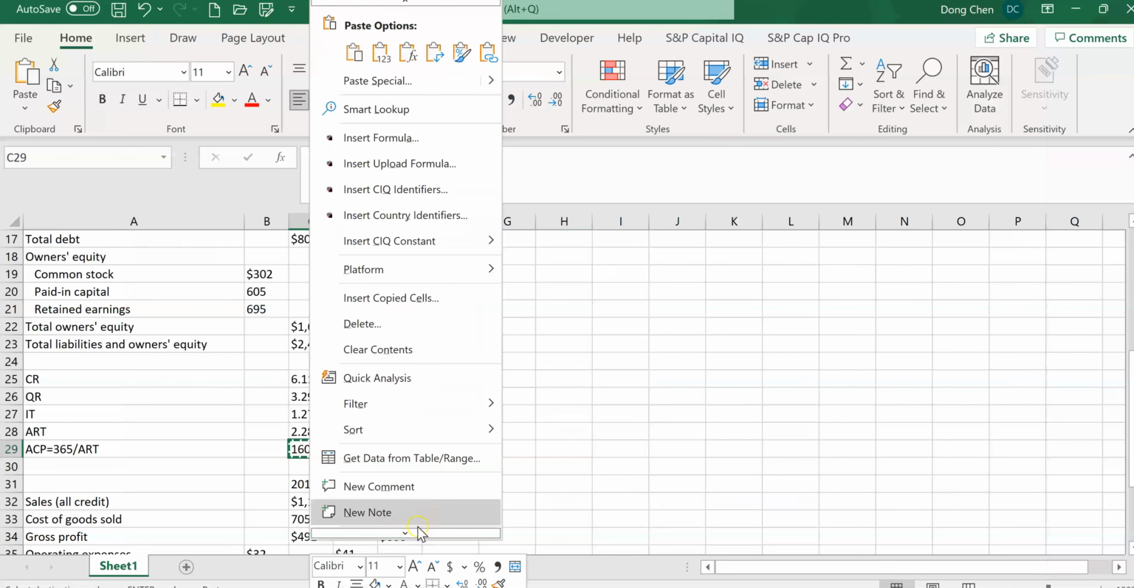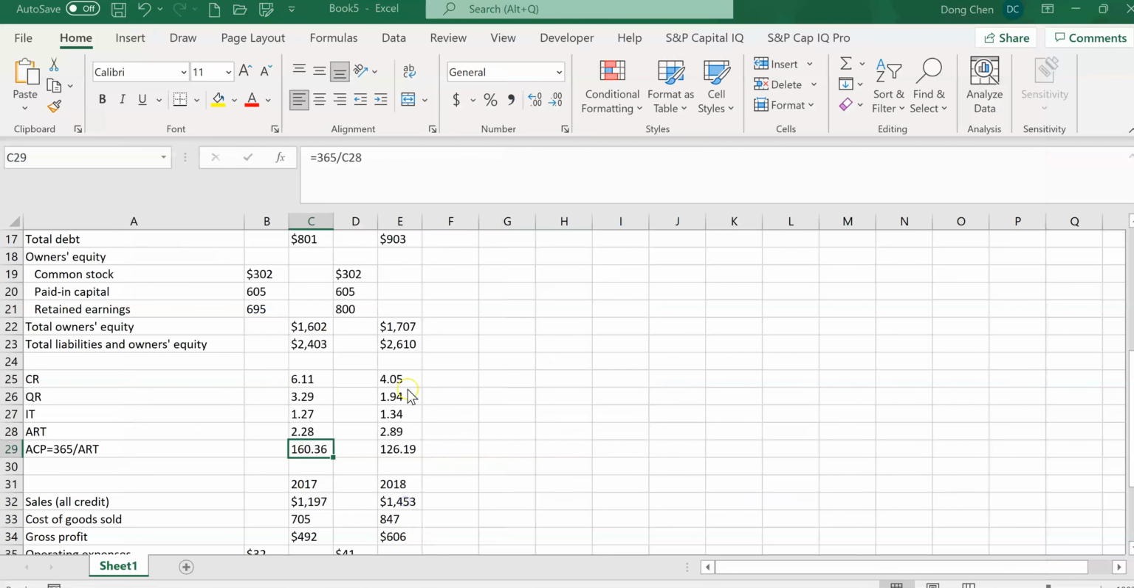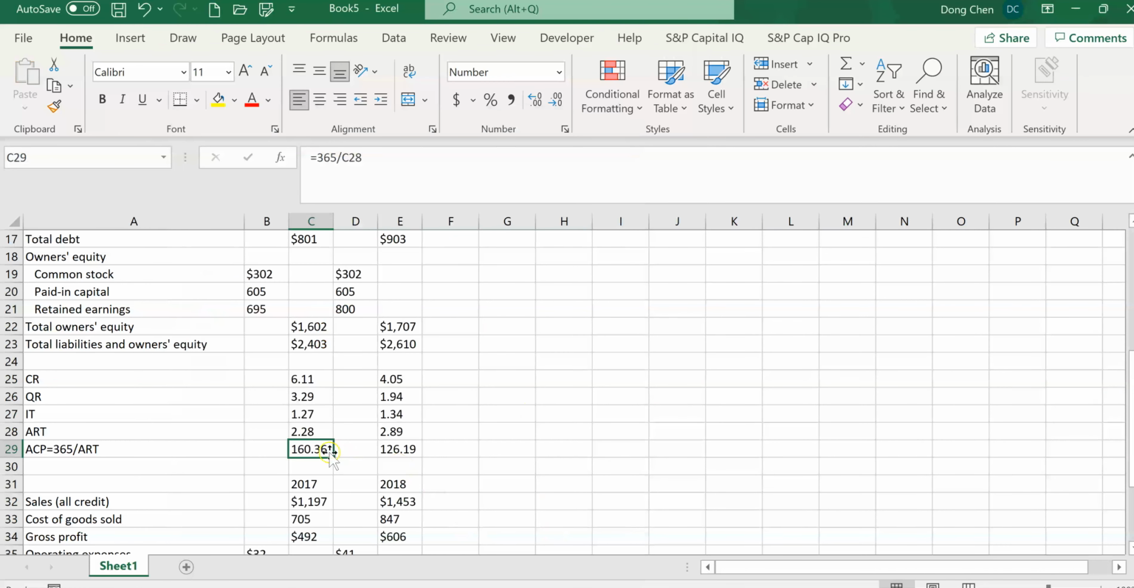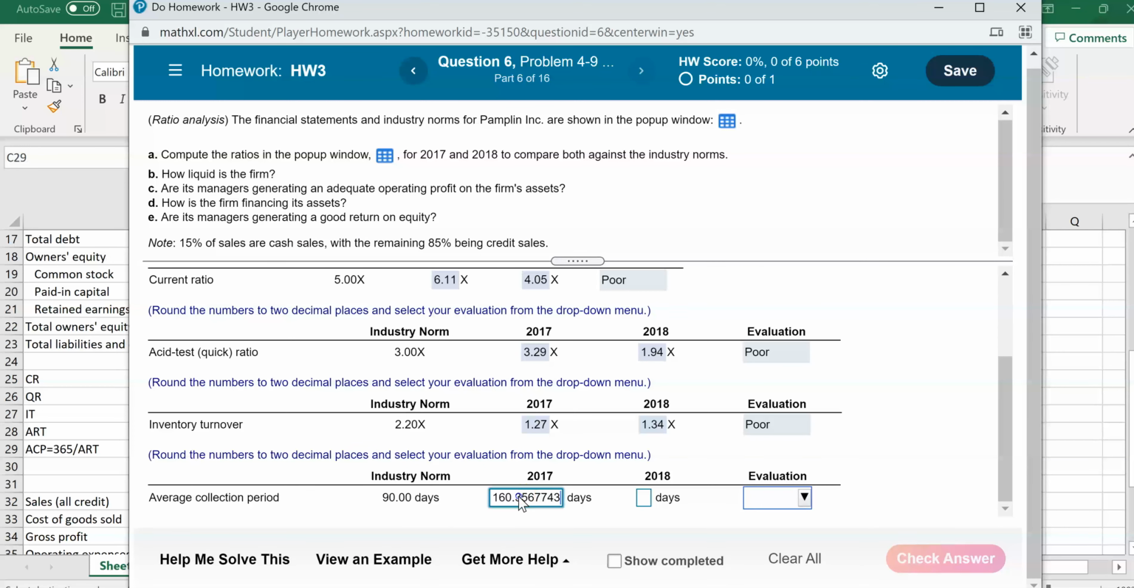So let's still use the format cell function, and we want to use the number and keep two decimal places, and then drag that to the other year. So now I believe if you copy this, it should only give you this.